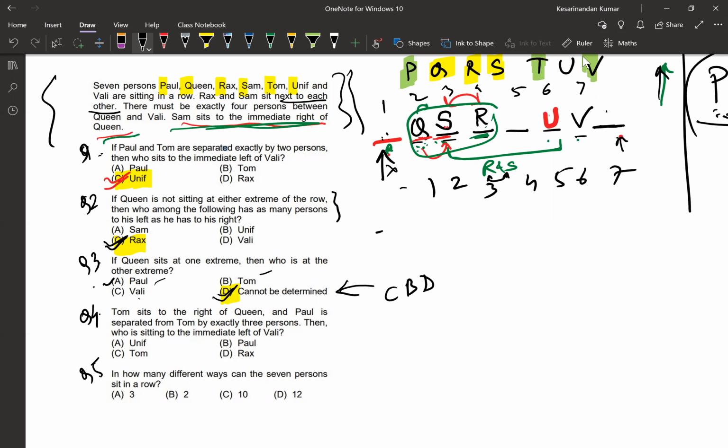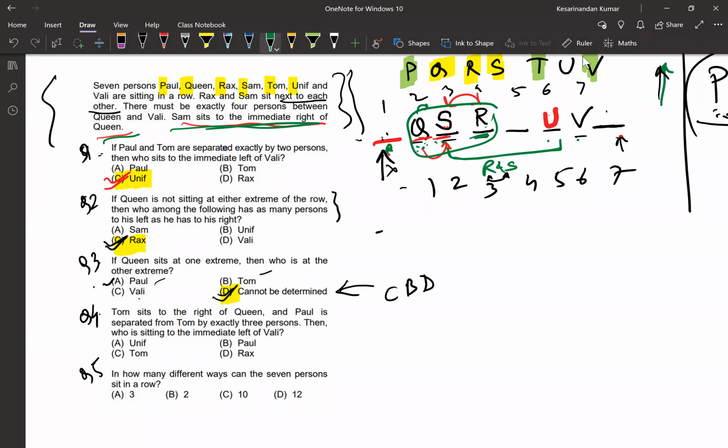But the thing to be noted is, yes, you are quite correct. Tom sits to the right of Queen. It is not mentioned immediate right. So what will we do? Tom sits immediate. So Tom cannot sit here.